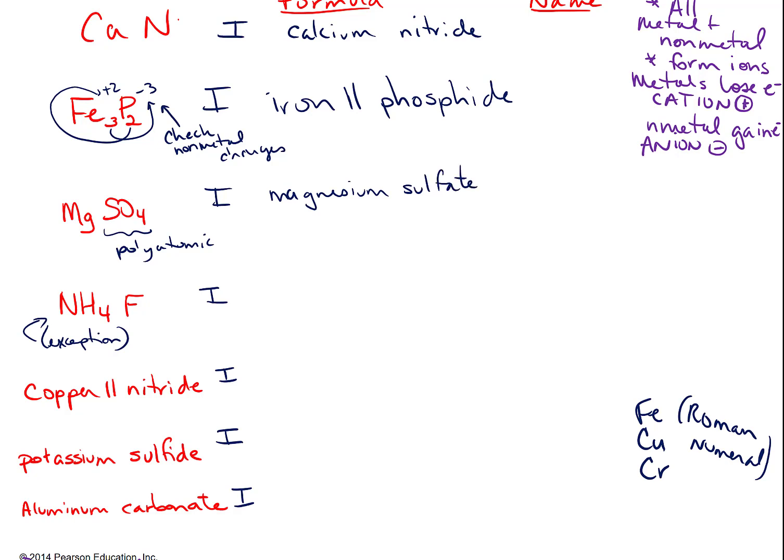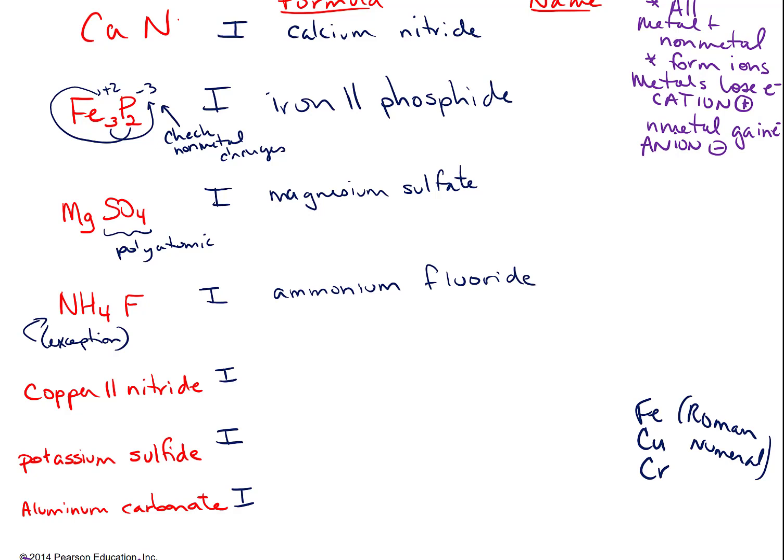And then the polyatomic name, magnesium sulfate. NH4F: NH4, remember, is the ammonium ion, so you use just the name of the ion. When you have a polyatomic, you just use the name of the polyatomic, but then the F becomes the fluoride. So this is ammonium fluoride.